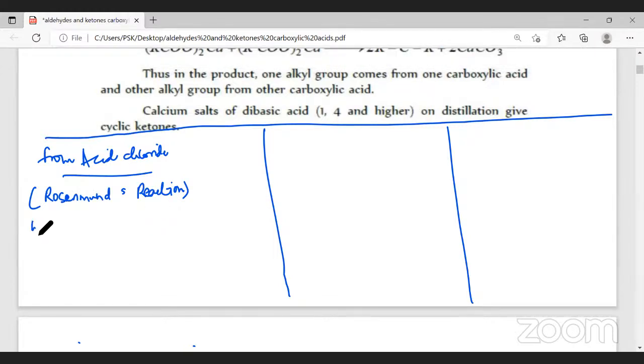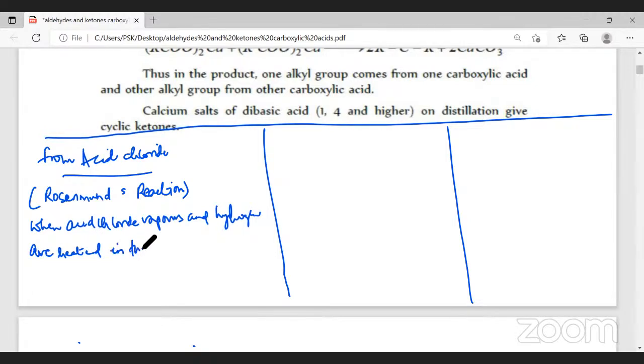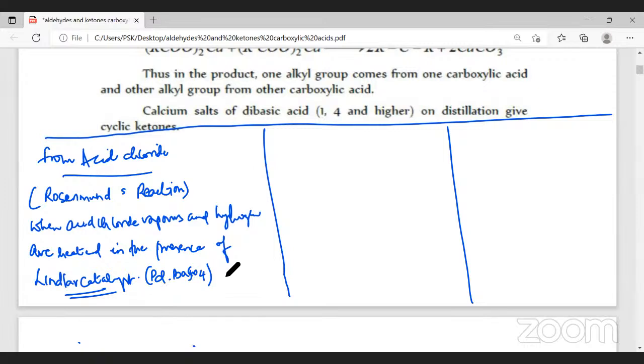When acid chloride vapors and hydrogen are heated in the presence of Lindlar's catalyst, what is Lindlar's catalyst? Palladium coated over barium sulfate, or palladium supported by barium sulfate, is called Lindlar's catalyst. Corresponding aldehydes are formed.